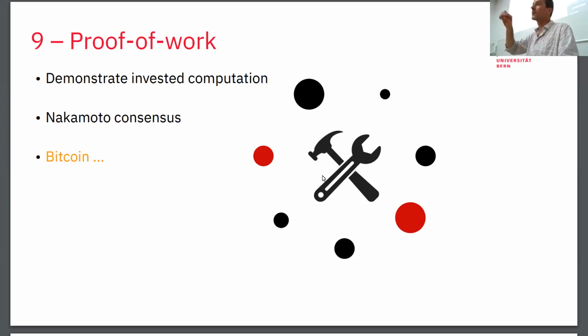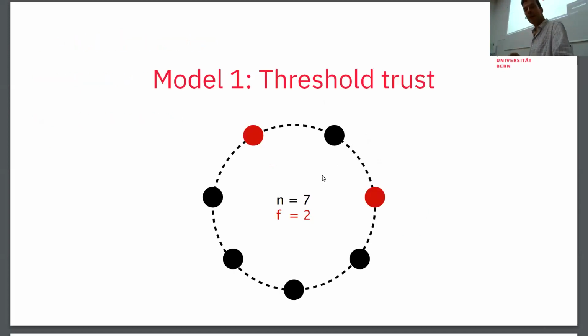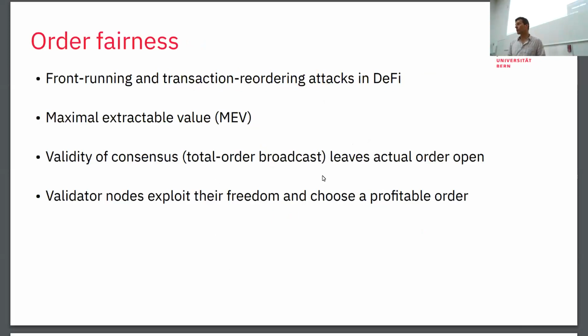And now we go to phase 2 of the presentation, where we jump into certain models. And we start again at the beginning with voting, okay? We start with a problem that we have looked at in the threshold trust model. And there's one specific problem that we can answer nicely in that model, but not in other models, okay? And the question that we're looking at here is about order fairness. It's about attacks in decentralized finance.